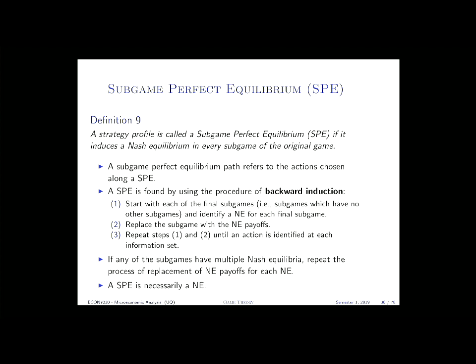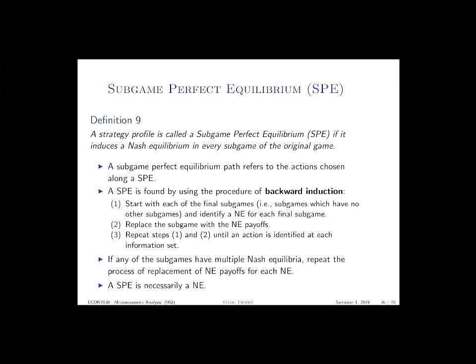Now, an SPE is found by the use of backward induction. This is a brilliant way that Selten introduced, and he obviously won a Nobel Prize for that. So we start with the final subgames, we find the Nash equilibrium, eliminate anything else except that Nash equilibrium, and go forward until we finish, and then the sequence we found will be the SPE. Now, if any subgame has multiple Nash equilibria, we repeat this sequence again.